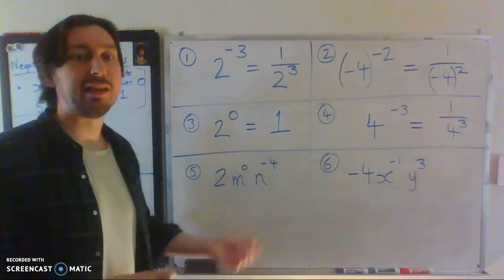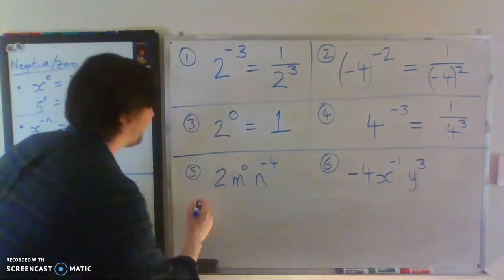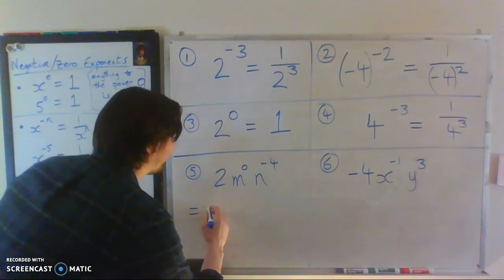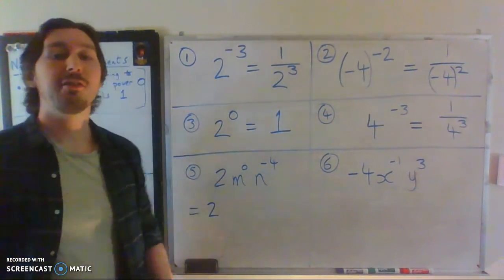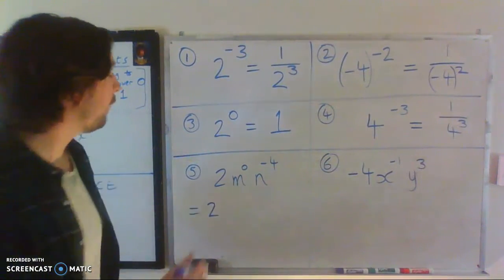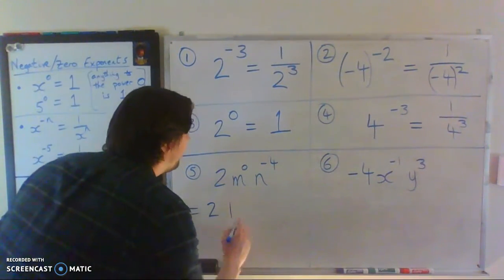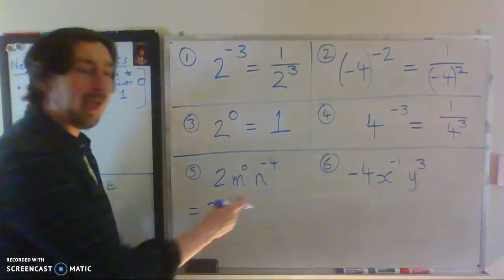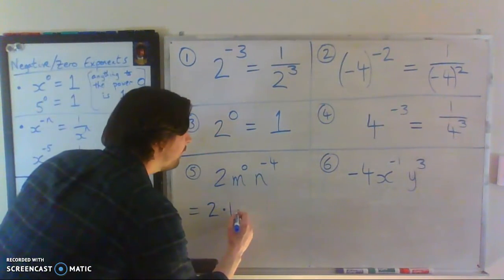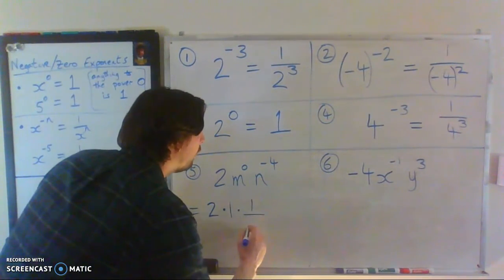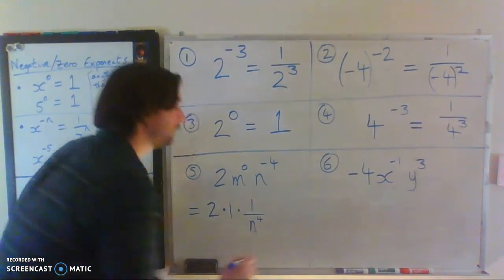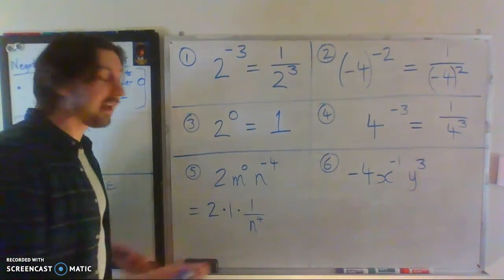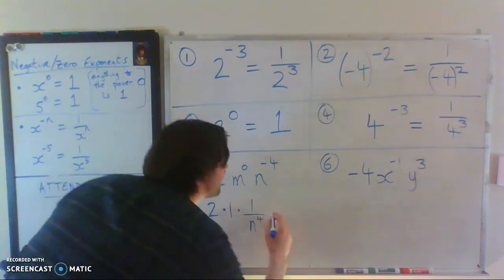These are the kind of questions we're going to do for the rest of this worksheet when we're just combining these two skills together. Now to split this up, the number 2 has no power. I'm just going to keep that on top of my fraction. M to the power of 0 becomes 1. So 2 times 1. And then n to the negative 4 becomes 1 over n positive 4. If I want to combine these, and I do, I want to combine these now. These dots just mean multiply.